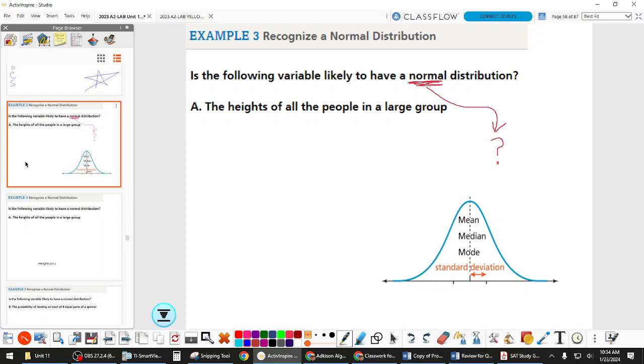Makes sense. So first one, the heights of all the people in a large group. Let's call the large group our school. Do you think that's normally distributed or skewed one way or the other? That's the question. Take a second to think. Remember, a normal distribution looks like this. Roughly, it doesn't have to be perfect, but roughly where it clusters in the middle and tails off both ends. So is height of people normally distributed?